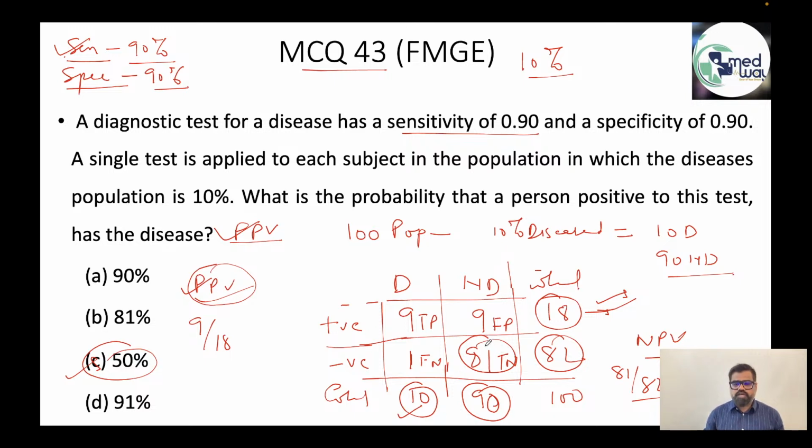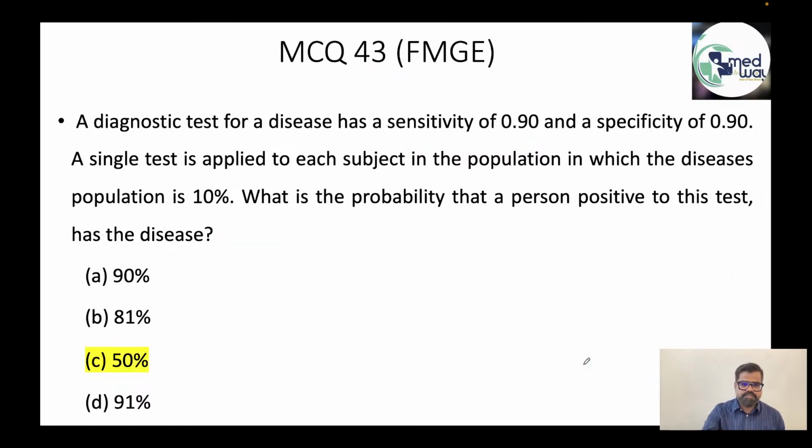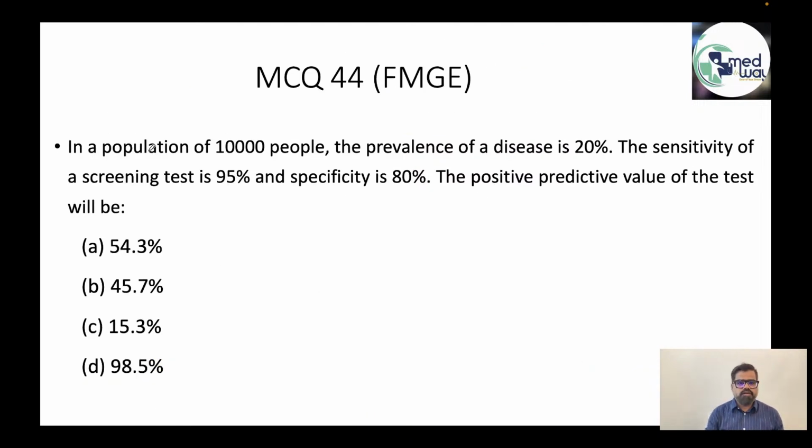Ability of the screening test to correctly identify true negative out of total negative predicted. So 81 by 82. So the only difference is the denominator. Okay. Now let's take this question. Similarly, if you've understood that, it will become very easy to calculate.